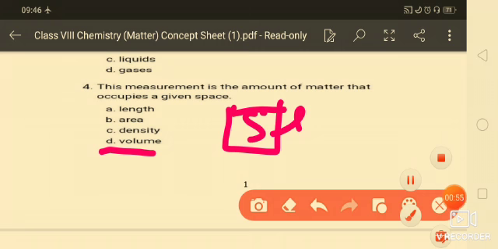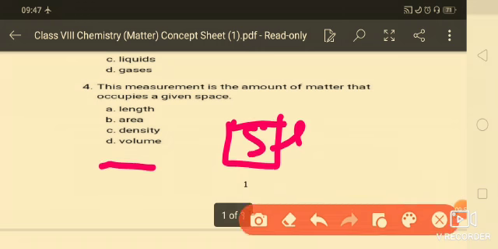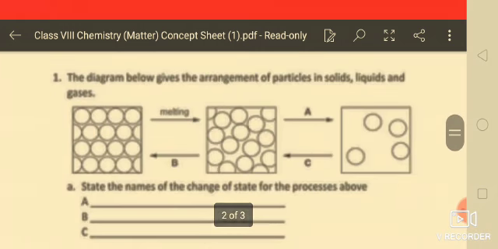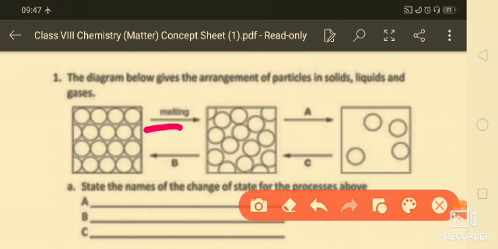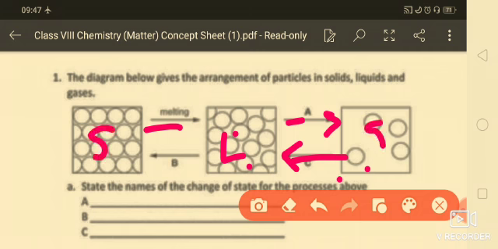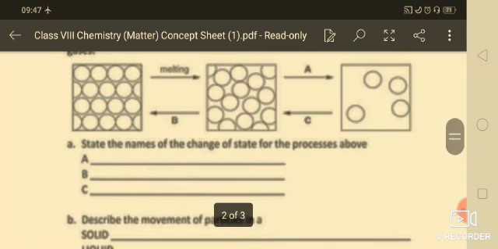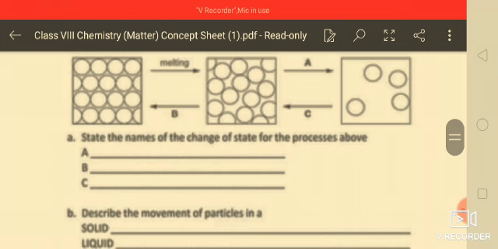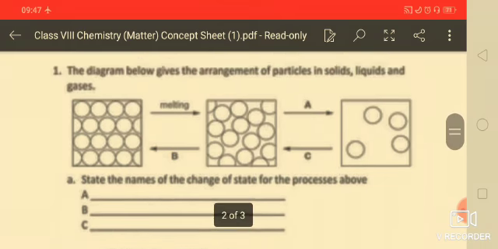Okay, now the next question is about the diagram given here, showing solid, liquid and gases. You know when a solid melts, it converts into liquid, and after that this liquid is converted into gas. When condensation happens, the gas condenses to form liquid, and this liquid is converted into solid. Now the question asked from that is: state the names of the changes of state. So you will write the change.